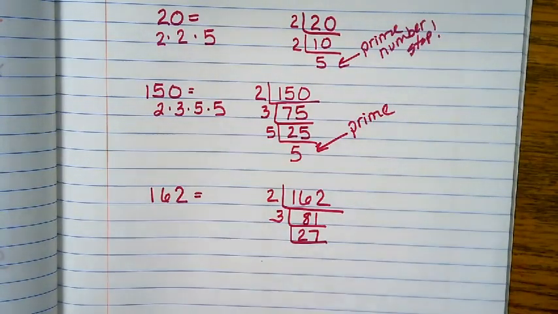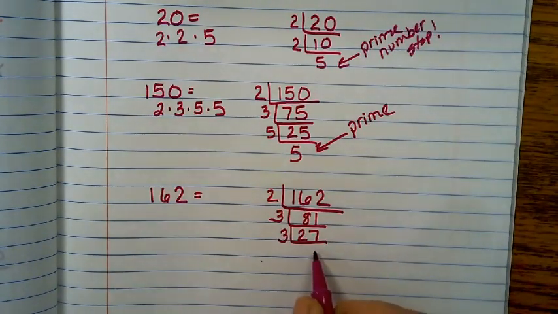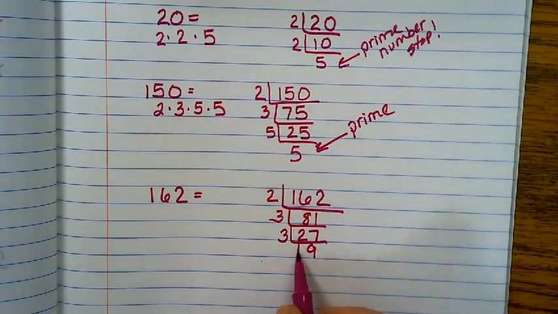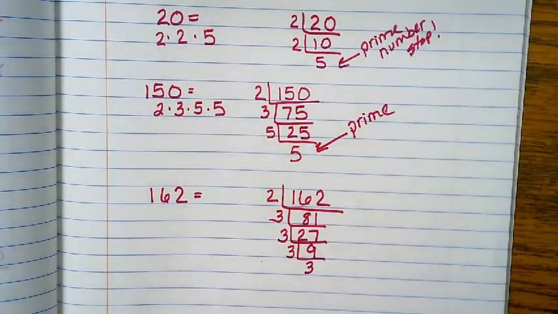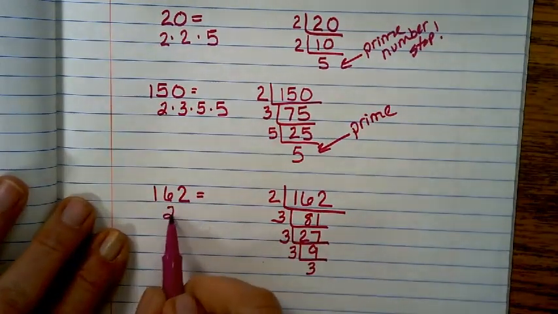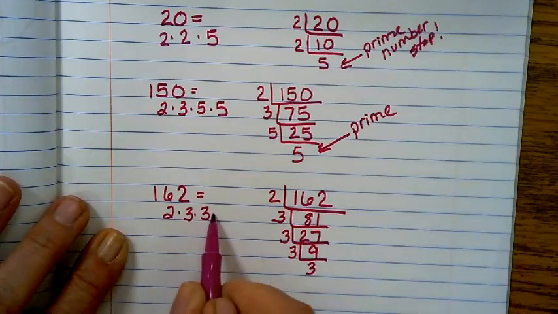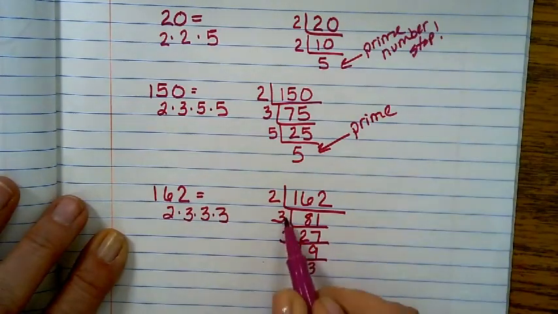So is 27 divisible by 3? Yes, it's a 9. Is 9 divisible by 3? Yes, by 3. We got a prime number, so we stop. So the prime factorization here is 2 times 3 times 3 times 3. 1, 2, 3, 4. One more.